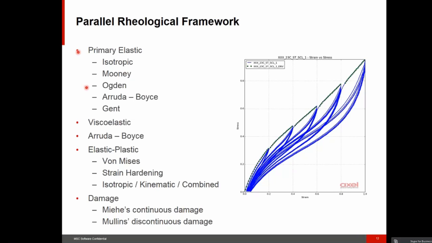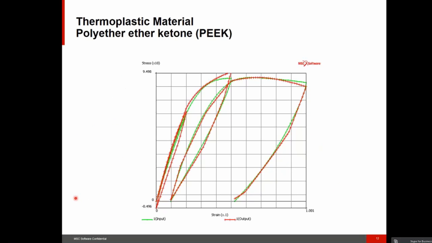So what this parallel rheological framework model gives us is it allows us to represent the material by a primary elastic model, which can be either large strain or small strain, a viscoelastic model, which is really of the type Boyce, a plasticity model, which basically looks like a von Mises plasticity model. So you might notice that these are all really isotropic behavior, and a damage model as well. And you can have multiple terms of the viscoelastic behavior, the elastic plastic behavior, damage behavior.